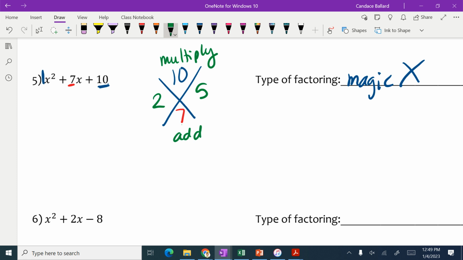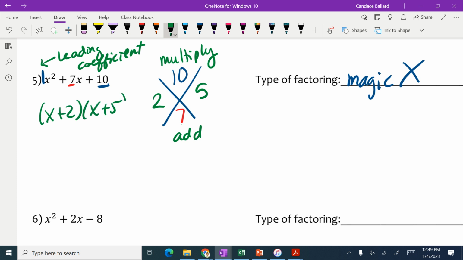Everybody good? Now, because my leading coefficient, that's what I call this number in front of the x squared, I didn't get that. Could you try again? Siri is having trouble today. All right. The leading coefficient is 1. We just read it right off the x. So we go x plus 2 times x plus 5.